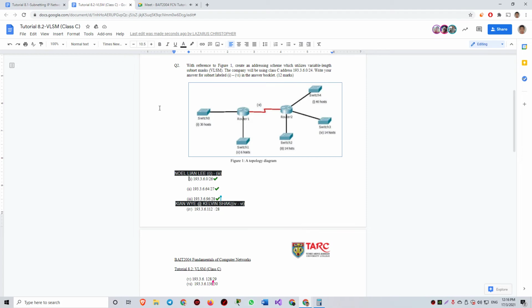The 193.360.26 means you borrow 2 bits. 2 bits give you 6 bits for the host part to cover, I guess, the 40 hosts, right? Now, the magic number is at the 64 position. So 0 plus 64, the next available subnet is 64, starting from 64. So at 64, to provide, I think, 30 hosts, right?